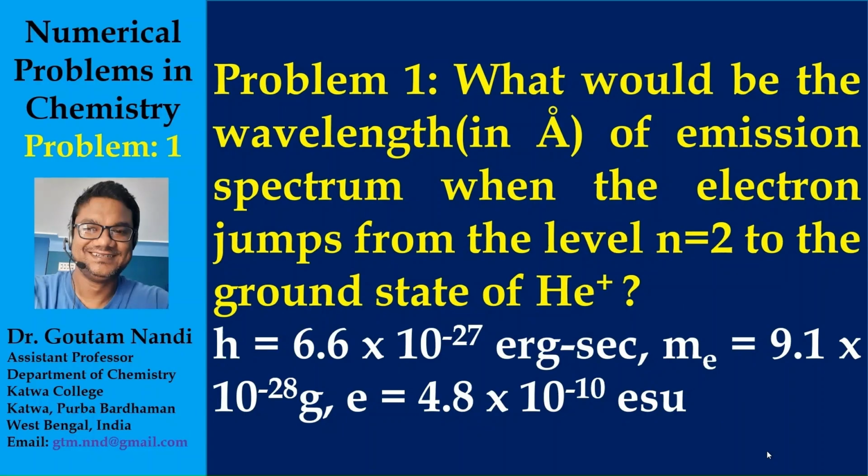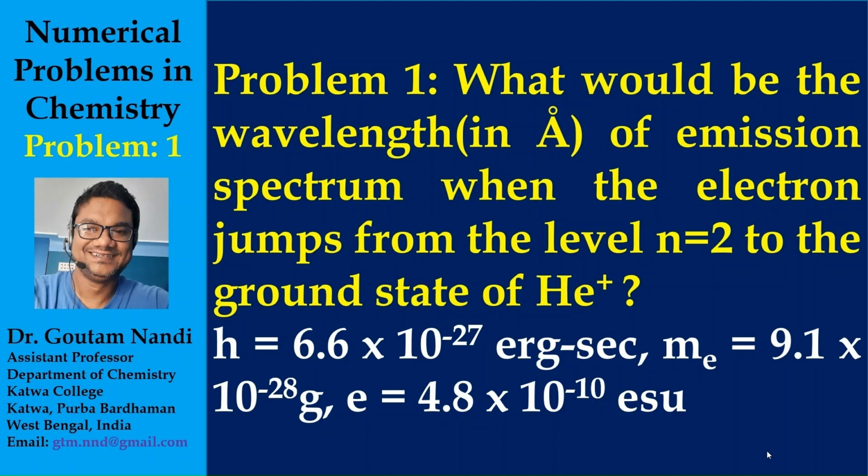First, let us read the problem very carefully. What the problem said: what would be the wavelength in angstrom unit of emission spectrum when the electron jumps from the level n equal to 2 to the ground state of He plus, and the values of the Planck constant, the mass of electron, and the charge of electron are provided.